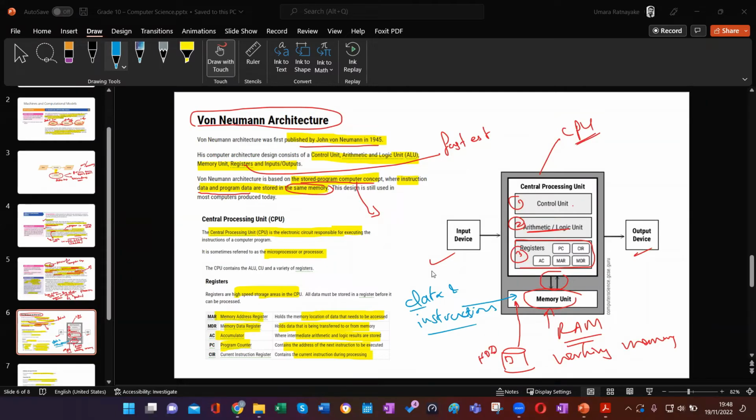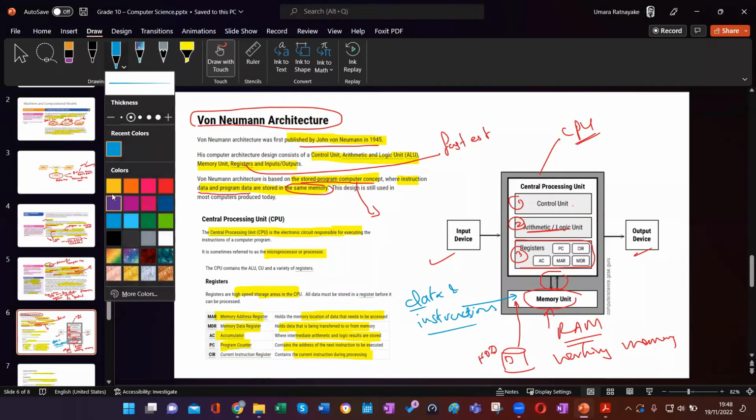And the programs could be stored permanently using secondary storage devices like the hard disk drive. And those programs were brought into the RAM when they were running, and the RAM supplied the data and instructions to the register.